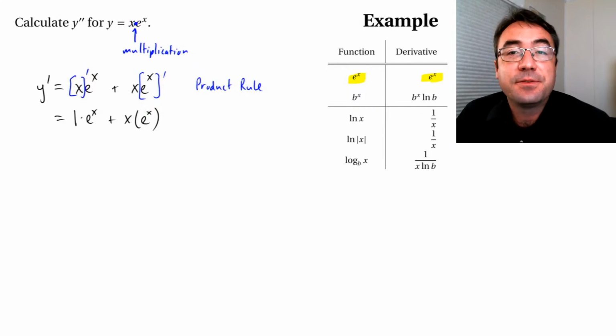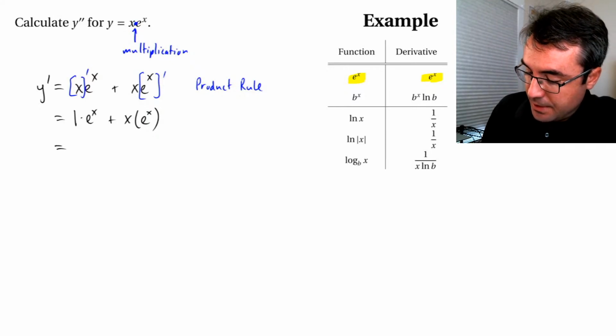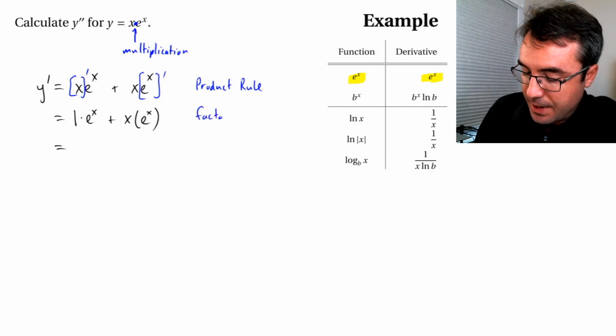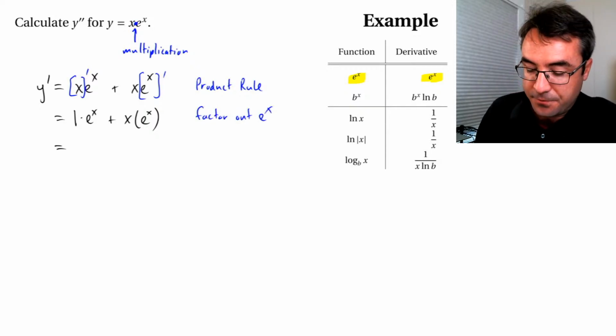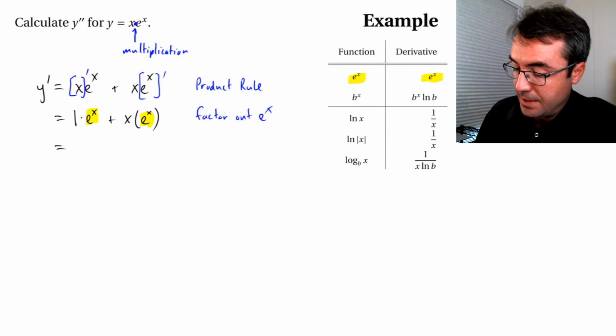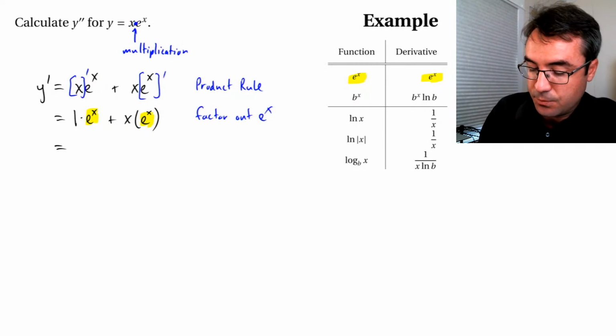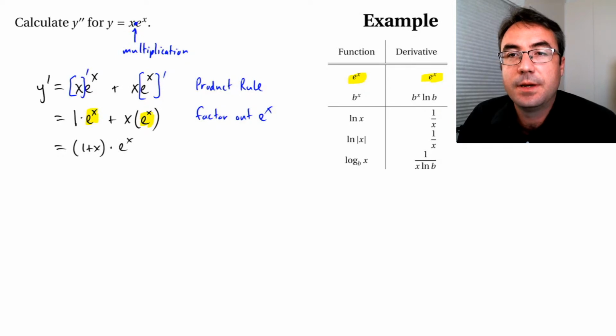And we're done differentiating, but it's going to be helpful to simplify this a little bit. What we can do is factor out an e to the x. So if we look at our result here, the first term has an e to the x and the second term has an e to the x. So we can factor that out. And so we can simplify this and write it as 1 plus x times e to the x. All right, so that's our first derivative, and we see that it's written as a product.